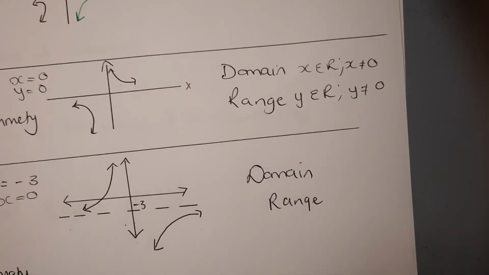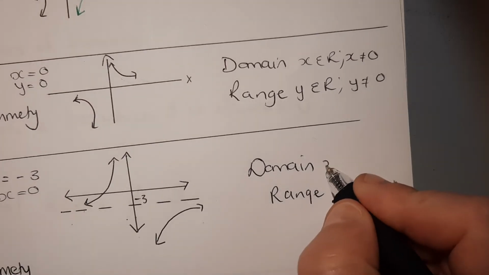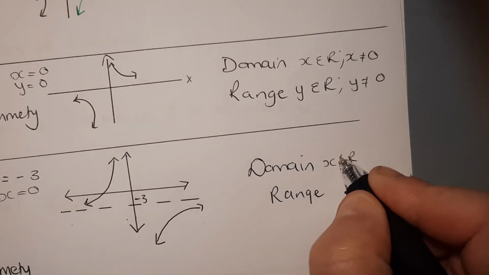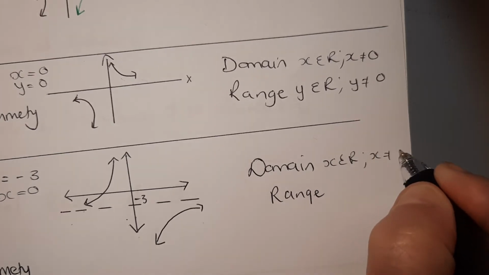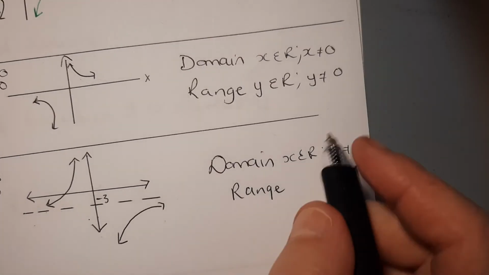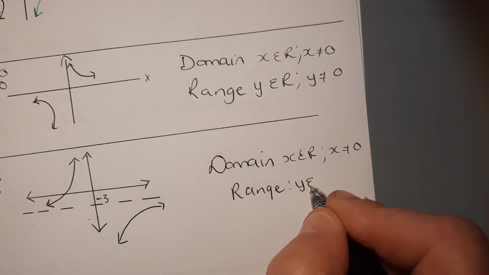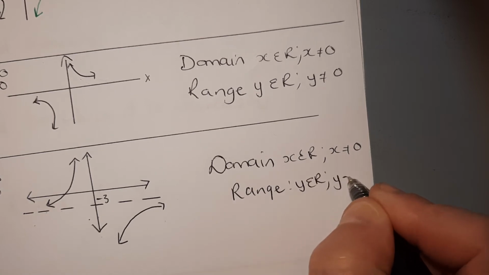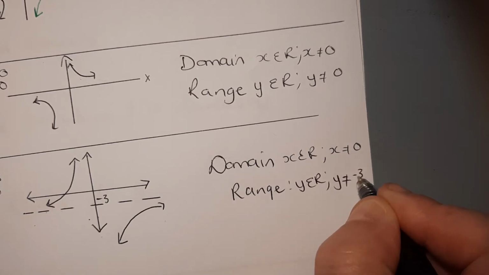Let's look at the domain and the range. x is an element of all the real numbers, but x does not equal 0. If I look at my range, y is an element of real numbers, but it's not going to be negative 3.